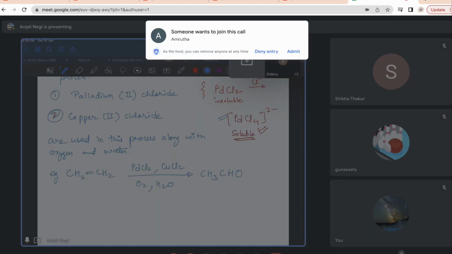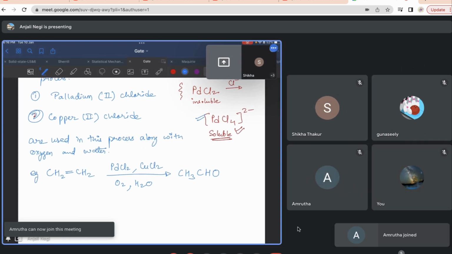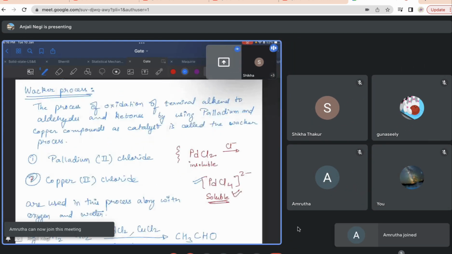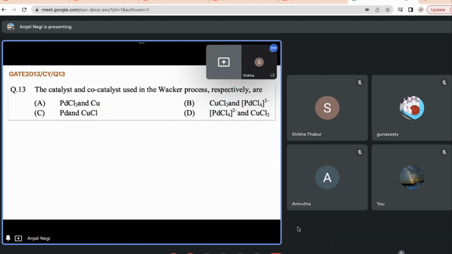Okay, so going back. Yes, this was the Wacker process. Now getting back to our problem. As you have just seen, the correct option must be option D.